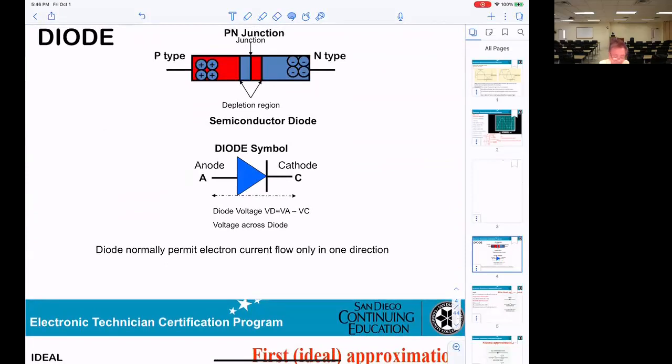Okay. Here we go. Now the diode, one more time. A diode is basically a rectification device. Rectification means converting AC to DC. The voltage from the anode to the cathode, that's what we call VD, the voltage of the diode. VD all the time, VA, VC.